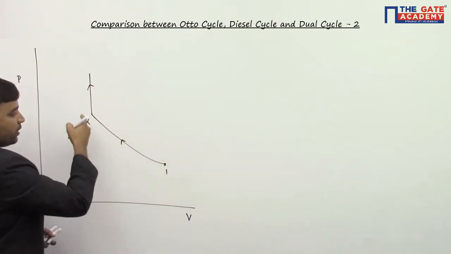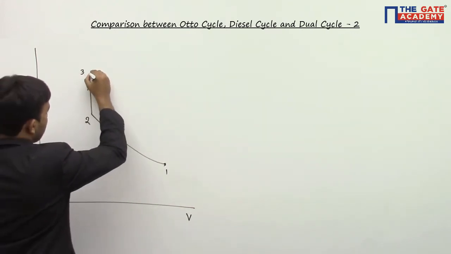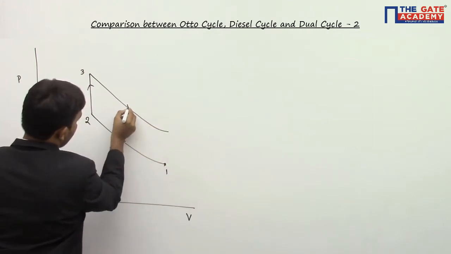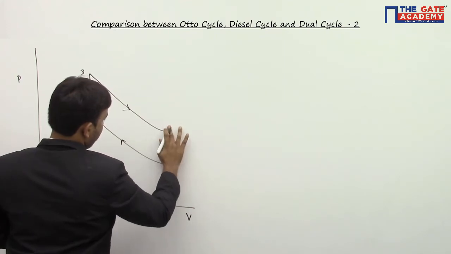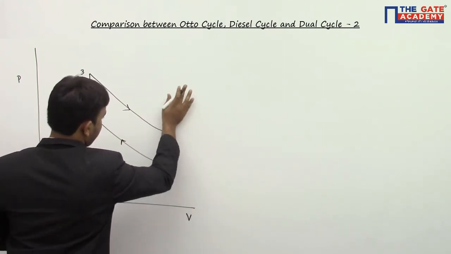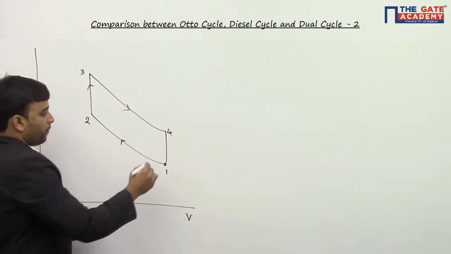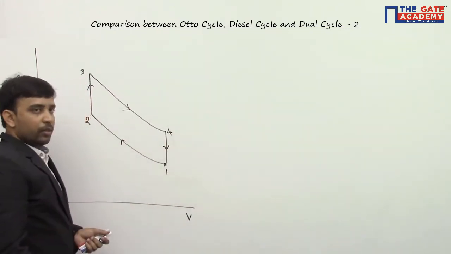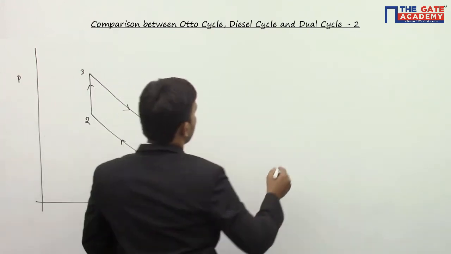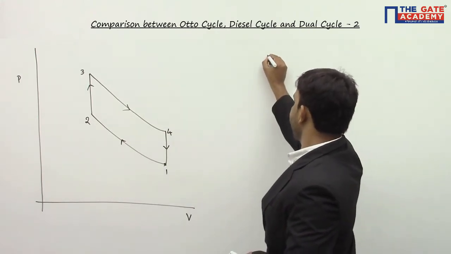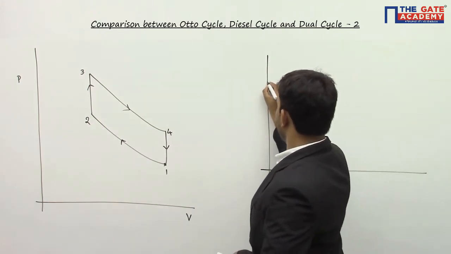So 1 to 2 is reversible adiabatic compression process. 2 to 3 is constant volume heat addition process. 3 to 4 is reversible adiabatic expansion process, and 4 to 1 is constant volume heat rejection process. So we have two constant volume processes and two reversible adiabatic processes. I am plotting the same curve in temperature entropy diagram, in TS coordinates.